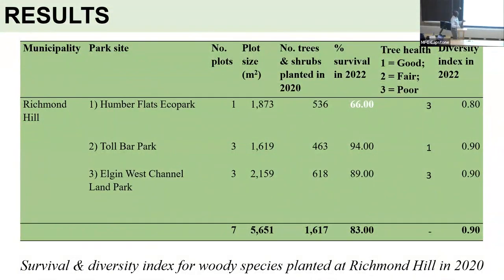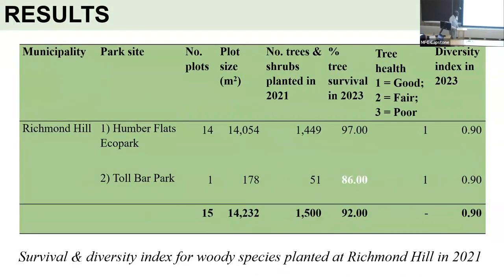Going by each year's activities across the region, in 2020 at Richmond Hill, seven plots were established in three park sites, and 1,617 trees and shrubs were planted, with an 83% survival rate. The minimum survival rate was recorded at Umba Flat Eco Park with 66%, and the tree head status of the plot was rated poor. Also at Elgin West, the tree head status of the plot was rated poor.